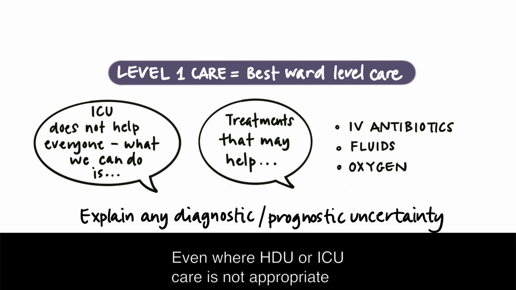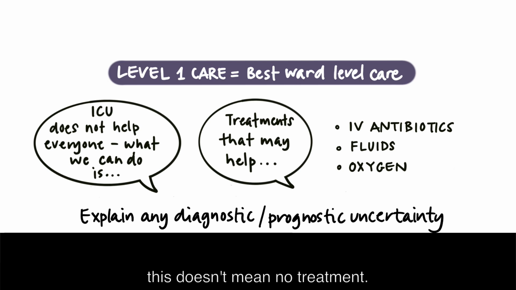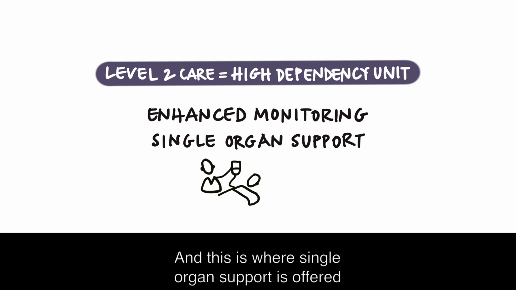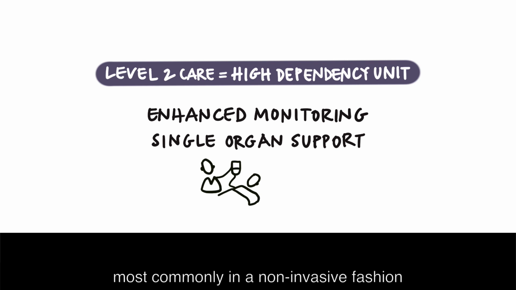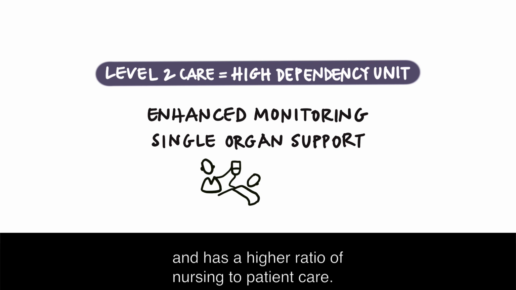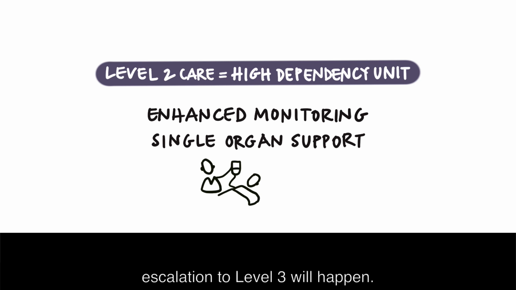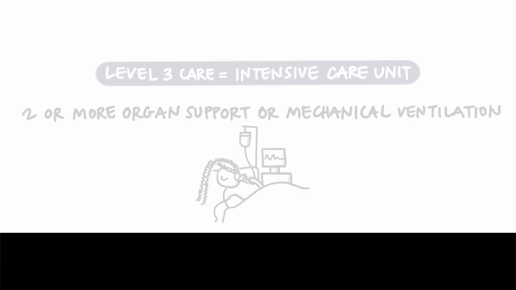Even where HDU or ICU care is not appropriate, this doesn't mean no treatment. Level 2 care is also known as high dependency care, and this is where single organ support is offered, most commonly in a non-invasive fashion, and has a higher ratio of nursing to patient care. This level of care doesn't automatically mean escalation to level 3 will happen.